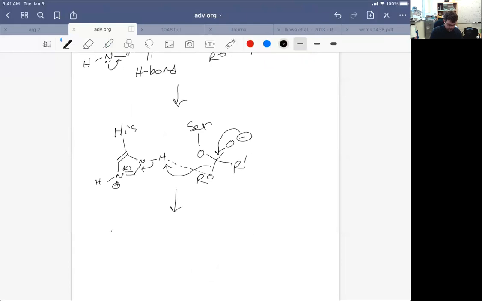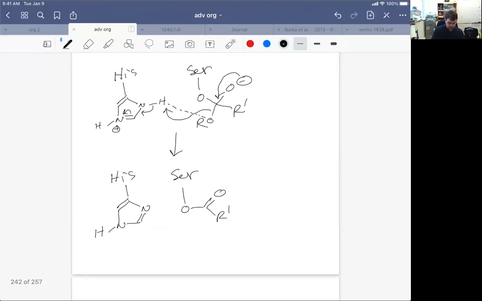That then gives rise to this structure and our serine residue. And our serine is now, whoop, I forgot an O, excuse me. Our serine is now bound to the acyl group directly.